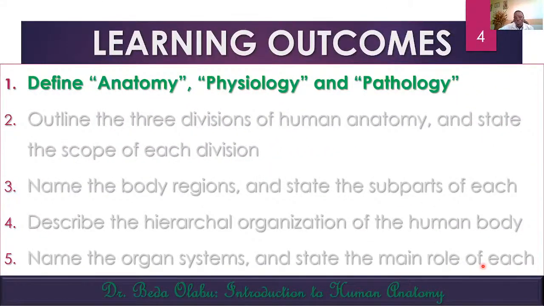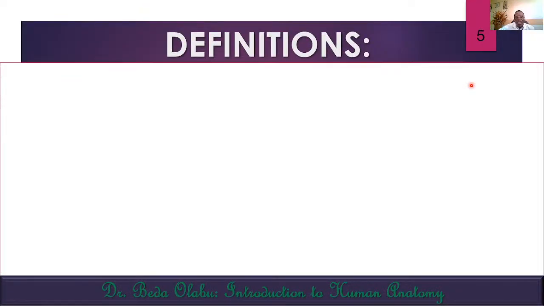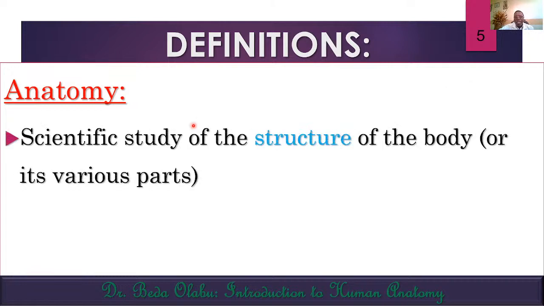So let's revert to our first agenda, which is to define anatomy, physiology, and pathology. We'll start by defining anatomy. Anatomy is basically a branch of science that deals with the study of the structure of the body. It could be the whole body or it could be just some part of the body. The point I want you to take at this juncture is that when you talk about anatomy, we are talking about the study of the structure. The word to underline is structure.